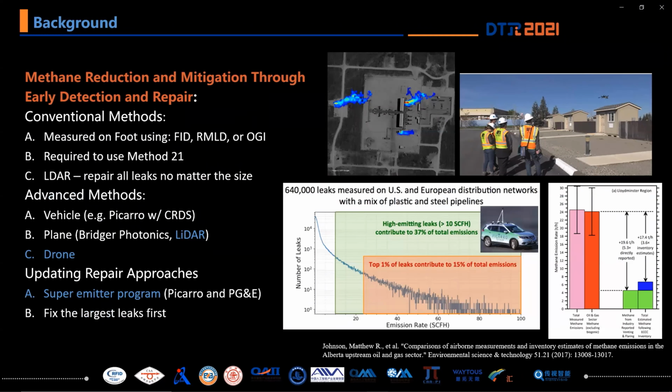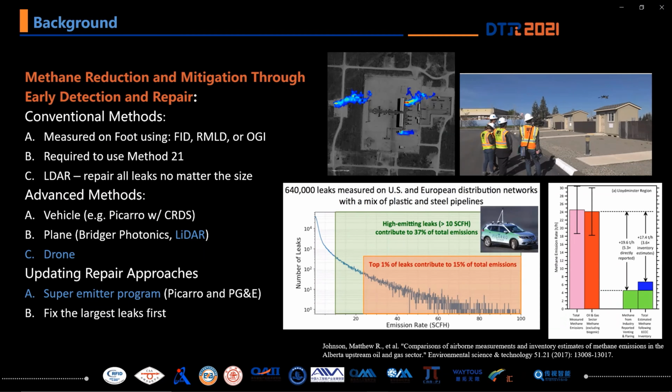Advanced methods are being developed that use vehicles with cavity ring-down spectrometers, or planes with LiDAR, or drones with lightweight spectrometers. A recent super emitter program by Picarro and PG&E showed that leaks emitting greater than 10 standard cubic feet per hour contributed to 37% of their total emissions. So by focusing on the largest leaks first, they can mitigate the most amount of methane.